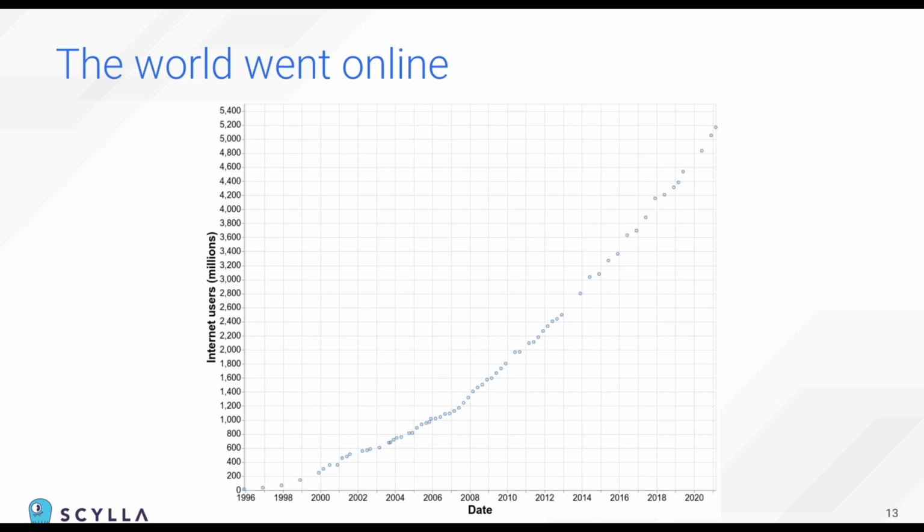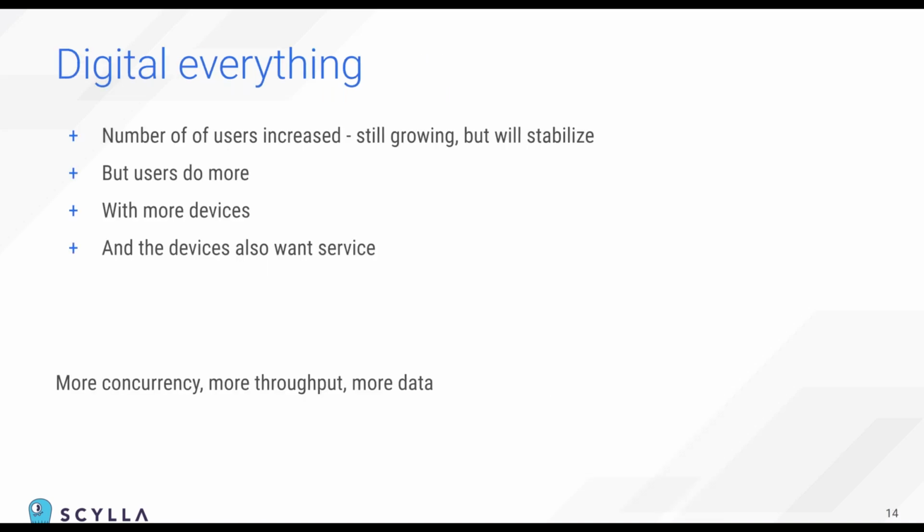Now, this is not going to go on forever. At some point, everyone on the planet is going to be connected to the internet, and this will stop growing. However, other stuff will continue growing. Why? Because users do more. This is now the digital age, and if before I used computers for certain things, now I'm using computers for everything. I'm connecting to my bank using a computer. I'm paying with a computer. Ordering a taxi with a computer. I'm doing everything with a computer.